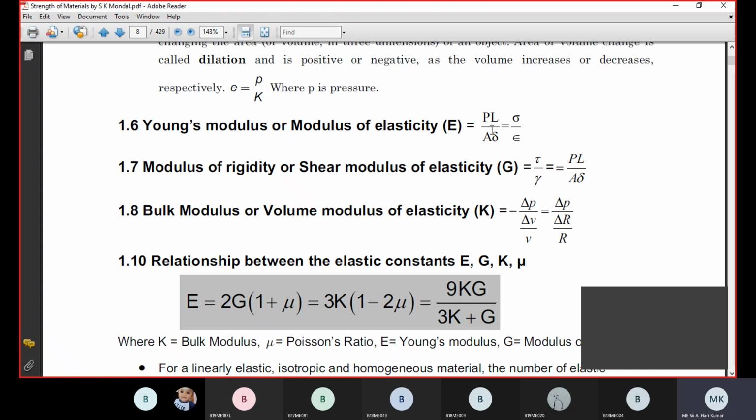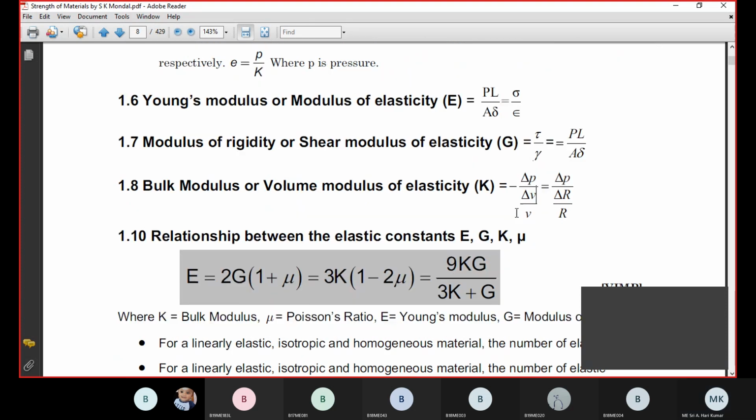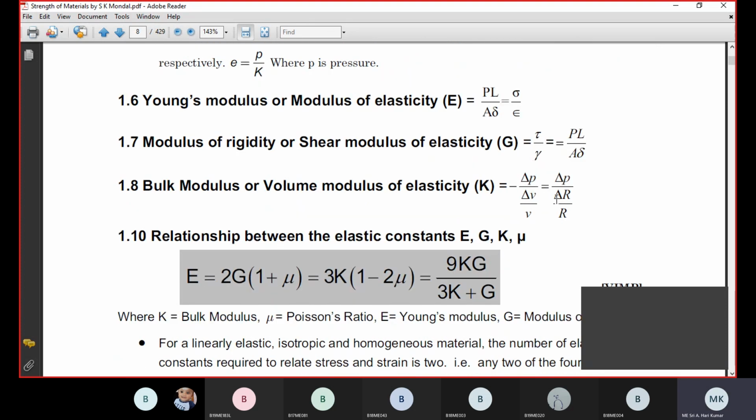And E is equal to stress by strain. Or if you further apply Hooke's law, we can write PL by A delta. And modulus of rigidity is shear stress by shear strain. And again, bulk modulus K is equal to delta P. Actually, this is a hydrostatic component of pressure. And delta V by V is the volumetric strain. And also delta R by R, which is the change in radius.